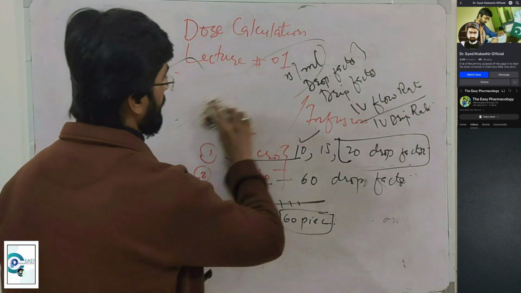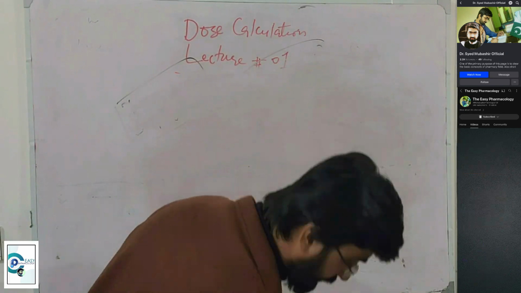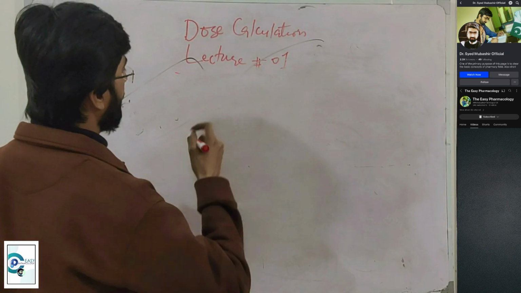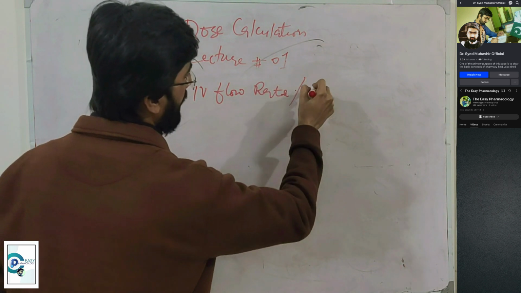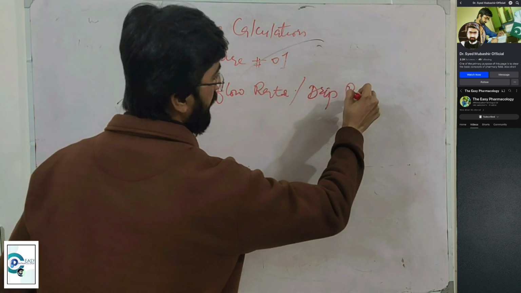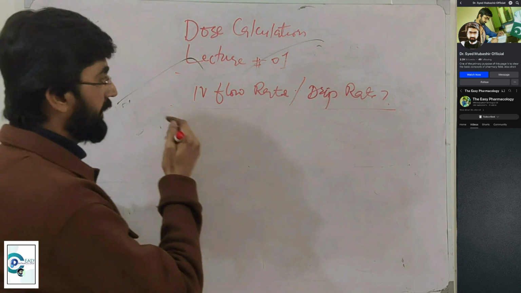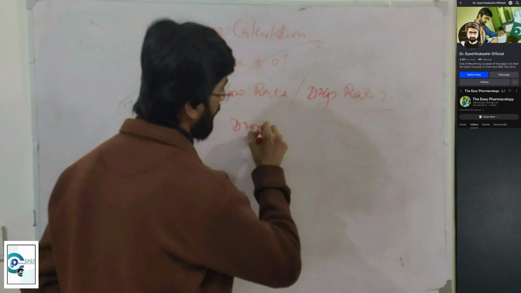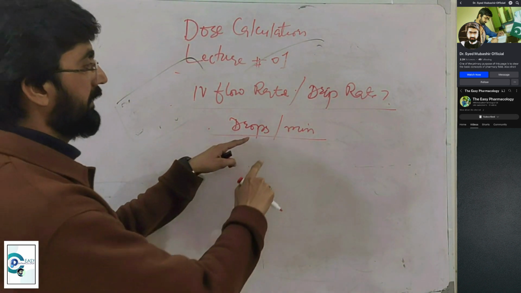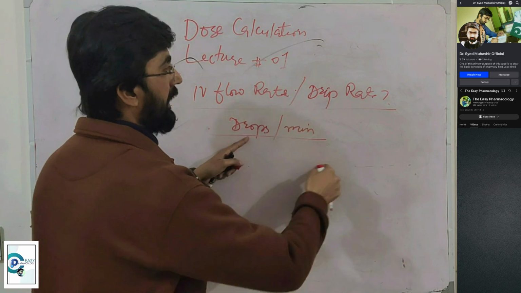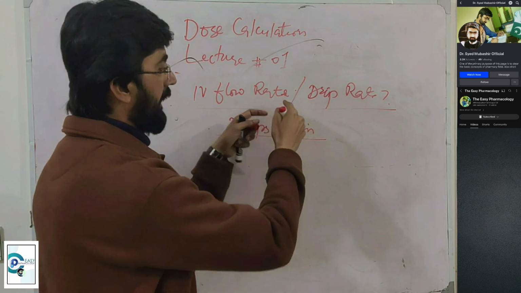Now let's come to the IV flow rate. What is meant by IV flow rate or drip rate? This is actually drops per minute. Drops per minute is the IV rate or drip rate. Or you can say that drops per minute is the unit of IV flow rate.